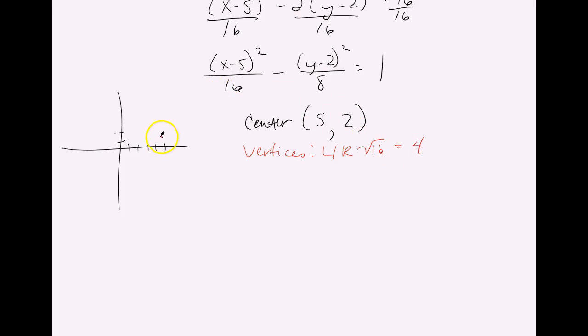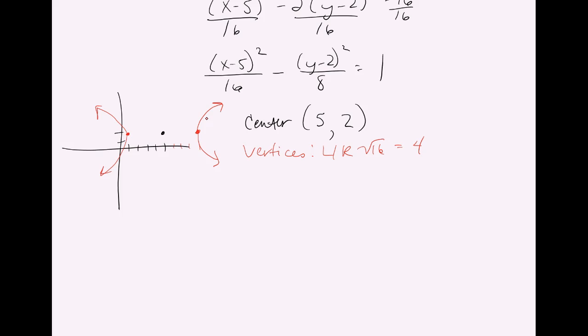So I'm going to go left and right 4, and that is where this is going to start. 1, 2, 3, 4. Awesome. So if you want to just have a general picture before you find every little part, you can go ahead and sketch, oh, it's going to look something like that. We just don't know exactly how steep these curves are yet. And in order to find out exactly how fat or narrow they are, you have to find the asymptotes.